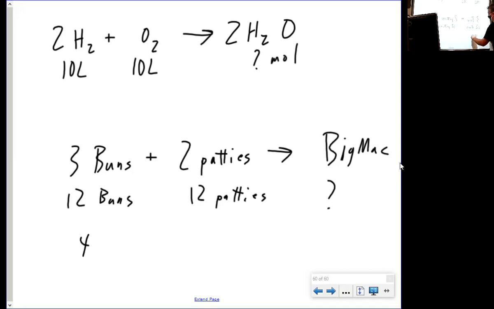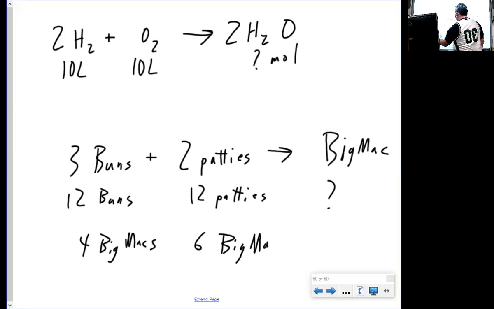You don't have to look at the patties. Why don't I have to look at the patties? Because it's how many Big Macs you can make with the buns you have. So if I just look at the buns, I can make 4 Big Macs. If I just look at the patties and assume I have plenty of buns, I can make how many Big Macs? 6. Okay. So why can't I make 6 Big Macs from 12 buns and 12 patties? You don't have enough buns. Because I'm going to run out of buns.